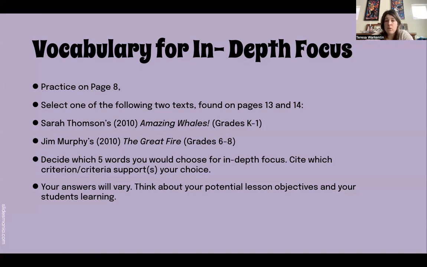Read them and pick one. You could pick your same grade band, or you could pick an opposing grade band. Decide which five words you would choose for an in-depth focus, and then cite which criteria or criterion supports your choice. Your answers are going to vary. I want you to think about your potential lesson objectives and your students' learning, hypothetically or realistically. This will take you about another 10 minutes to do.